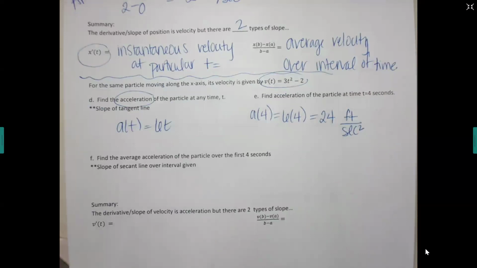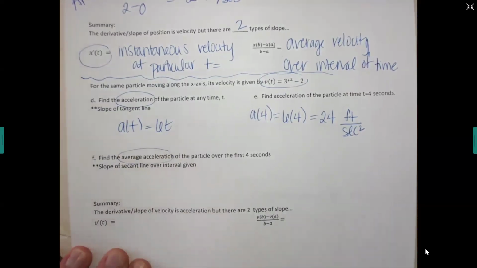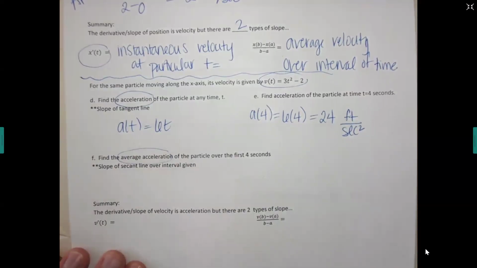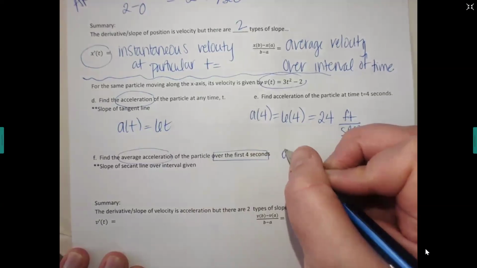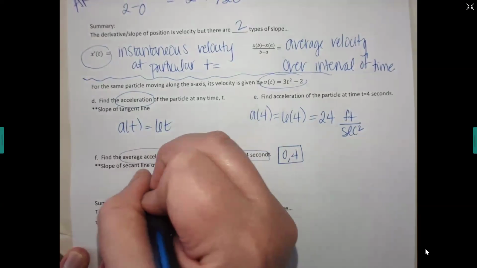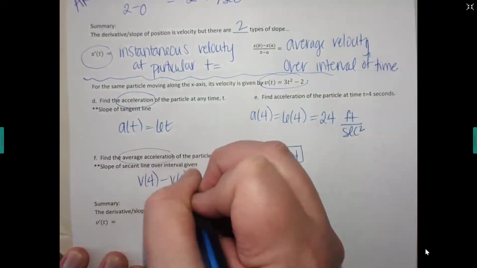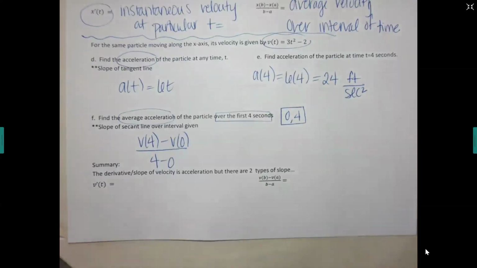So if I take the derivative, that's the instantaneous rate of change. But if I want average acceleration, that's the average rate of change, or the slope formula. So if I want it over the first 4 seconds, your interval would be 0 to 4. Which means I'm going to do the velocity at 4 minus the velocity at 0 over 4 minus 0. But notice this is the slope formula of velocity, but the slope of velocity is acceleration. Or average acceleration in this case.